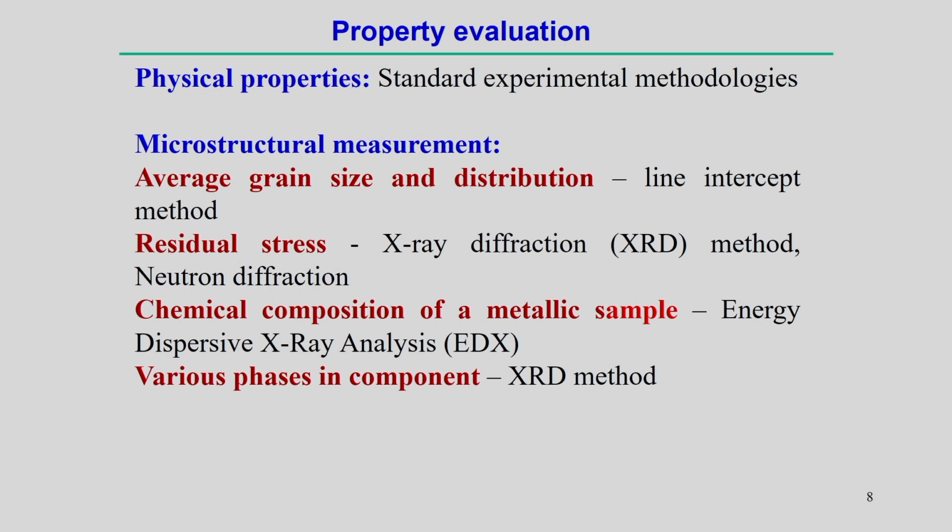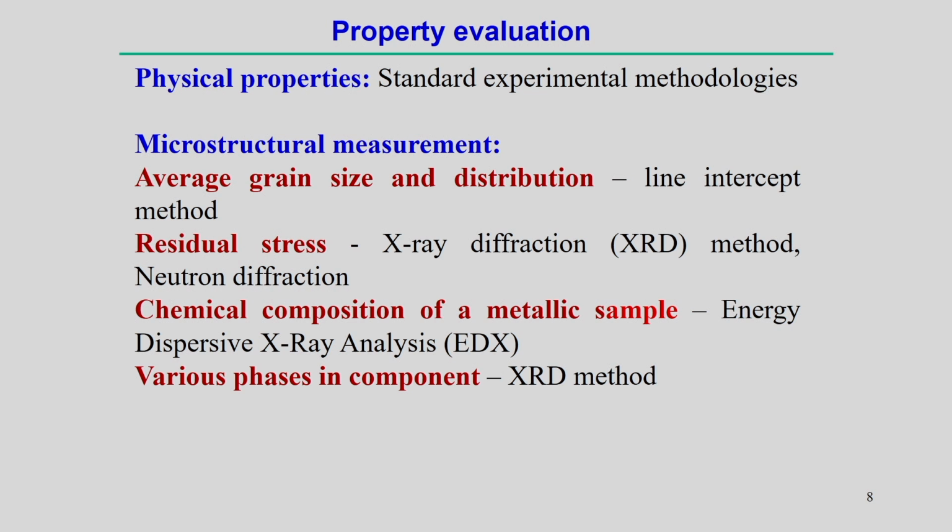Then the chemical composition of the metallic material is normally measured using EDX (energy dispersive) analysis, and even various phases in a particular component can be identified with XRD methods. Apart from that, for other physical properties, for example, with a universal testing machine we can measure the hardness properties; this is well set and well understood.